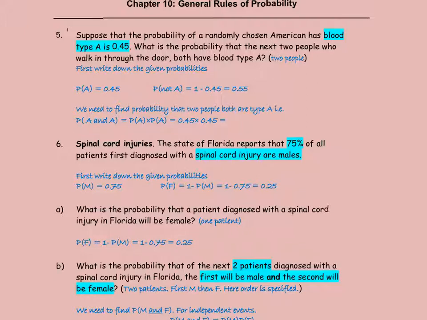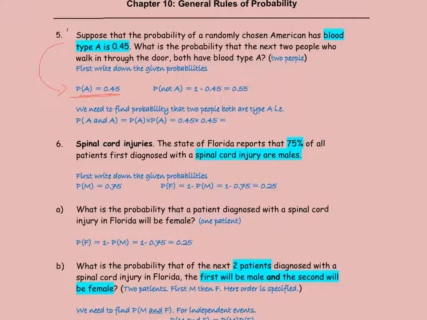Suppose the probability of a randomly chosen American being blood type A is 45% or 0.45. Suppose that's given to us. So let's write that down. As you're reading the question, it's a good idea to write down your probabilities. So probability of A is 0.45. And where do I get that from? By reading the question. The event A is being blood type A.